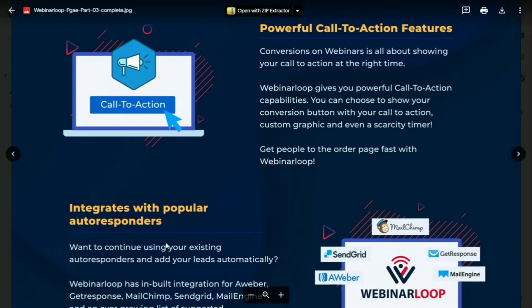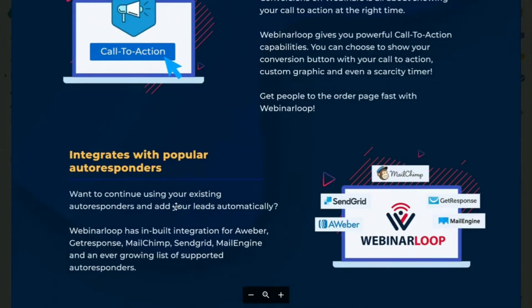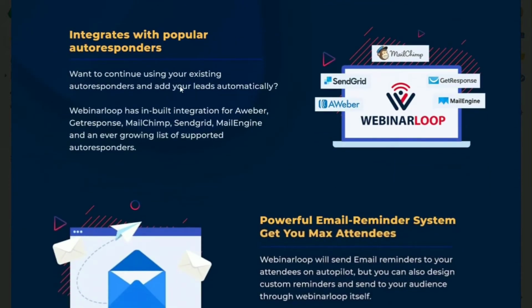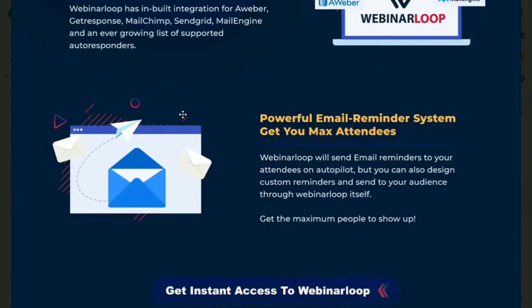It also has integration with every popular autoresponder, so you can integrate WebinarLoop directly with SendGrid, Aweber, GetResponse, MailEngine, MailChimp, or any other autoresponder you choose. And your leads will not only go into your webinar, they will also go into your autoresponder, so that you can actually talk to them again and again.